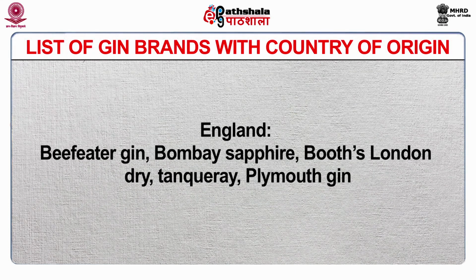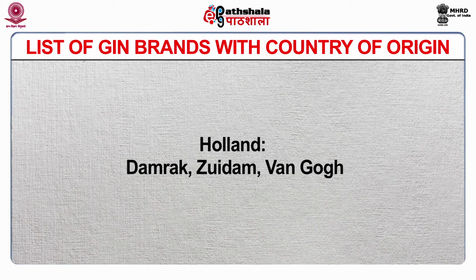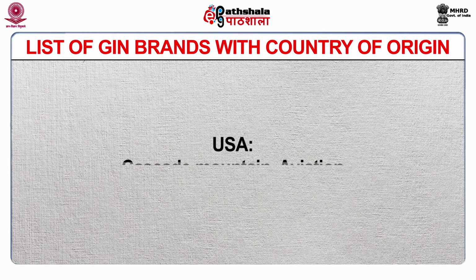First, the gin from England. Beefeater Gin, Bombay Sapphire, Booth's, London Dry, Tanqueray, Plymouth Gin are some examples of English gin. Now we'll talk about some popular brands from Holland. These are Dumbrack, Zuidam and Van Gogh, and a few from the United States of America. These are Cascade Mountain, Aviation.